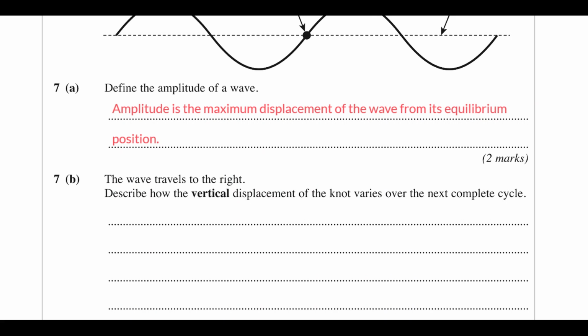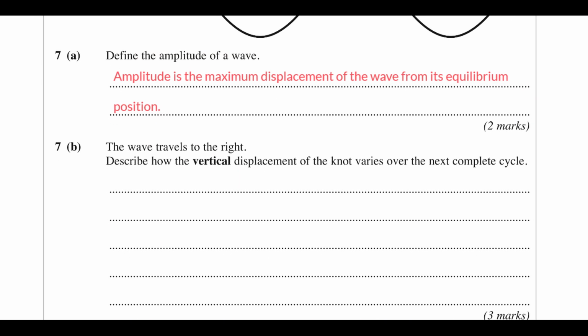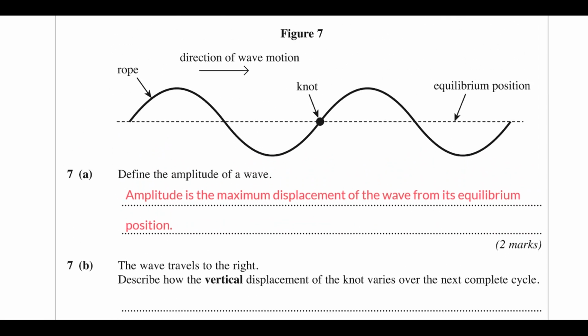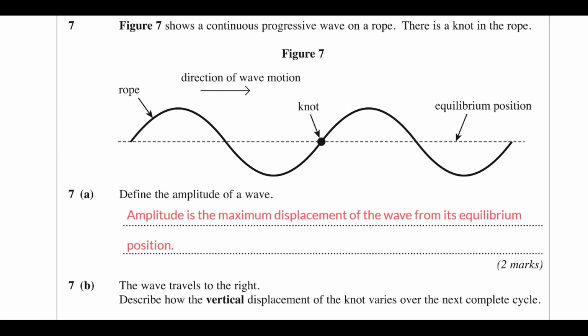The wave travels to the right. Describe how the vertical displacement of the knot varies over one full cycle. So the way I always do this is think about where the wave would be a few units of time away. So a little bit later, the wave, this is so poorly drawn and rough, but it helps you get the idea. So this is where the wave is going to be in a few moments' time. So we can see the knot has moved down here.